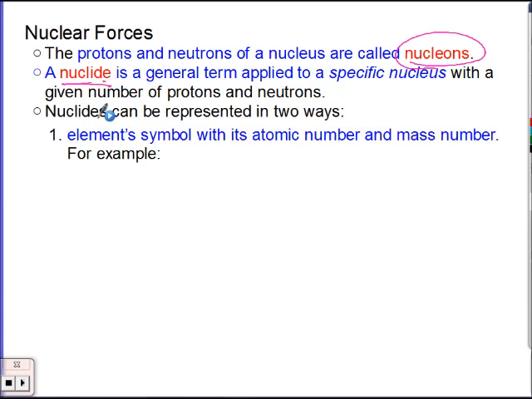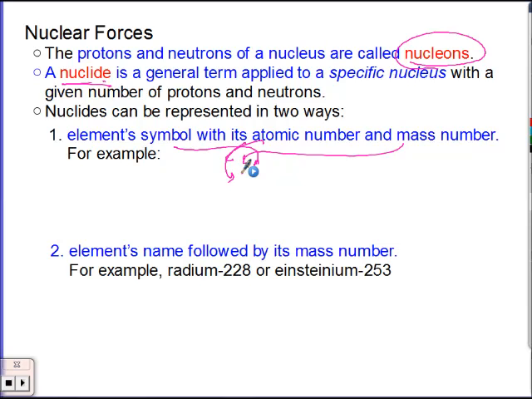So we can represent them in one of two ways. We can either talk about the element symbol with its atomic number and mass number. For example, the element symbol, its atomic number, and then its mass number. Or we can talk about the element's name followed by its mass number. For example, radium-228 or Einsteinium-253.